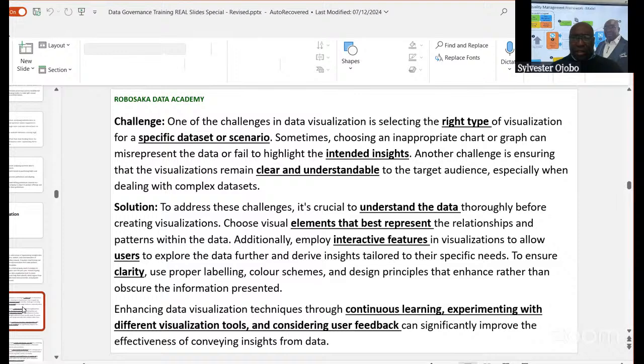Another challenge is ensuring that the visualization remains very, very clear and understandable to the targeted audience, especially when dealing with complex data sets. Okay, what do you think would be the solution? Do we have a princess there? Okay. Maury, you raised your hand.